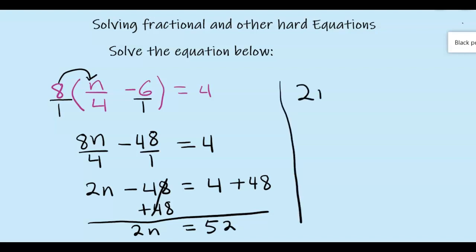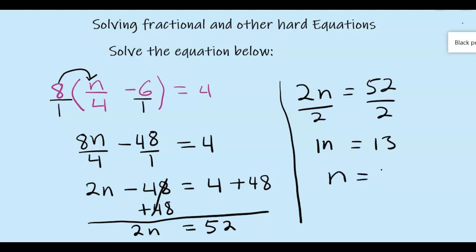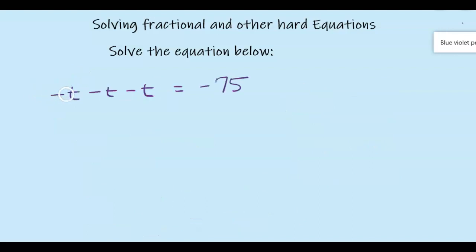Let me rewrite it here. It's multiplying, so we divide. 2 divided by 2 is 1. So we got 1n, and 52 divided by 2 is 26, so n equals 26. We are done.